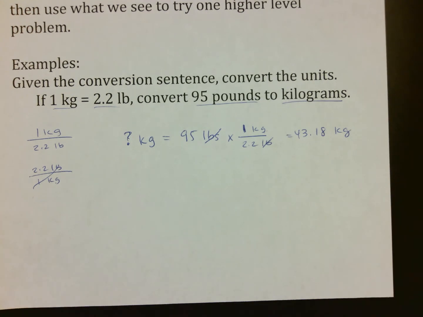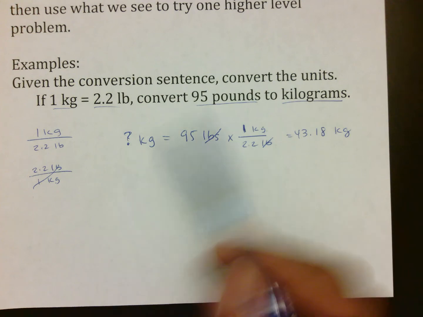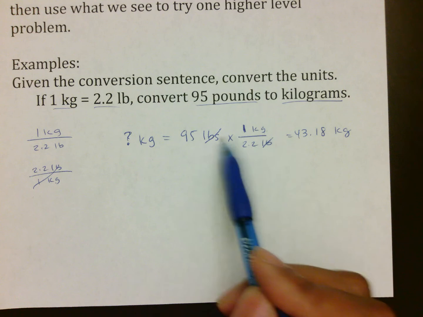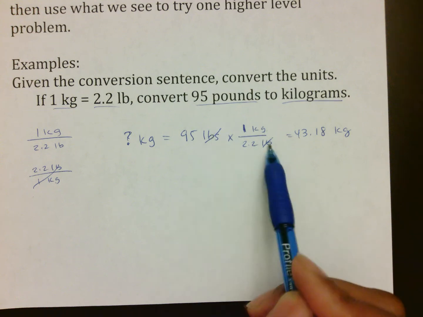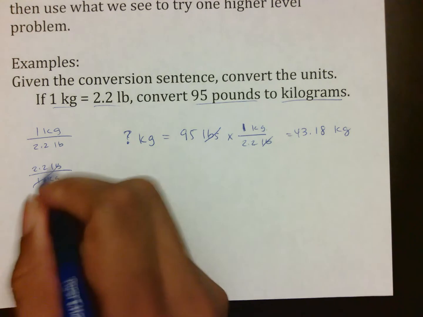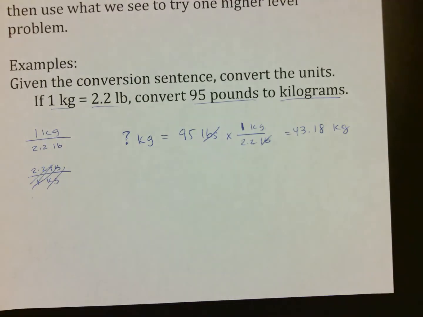So again, the first thing is start with the question mark on what you're looking for, write down what you have, set up your fraction, and then make sure that the unit you start with goes on the bottom. And because this has kilograms on the bottom, we did not want that ratio. We wanted the ratio with 2.2 pounds on the bottom. And because 2.2 was on the bottom, we had to divide.